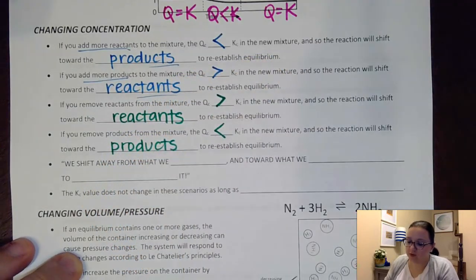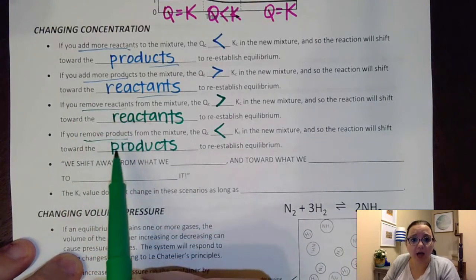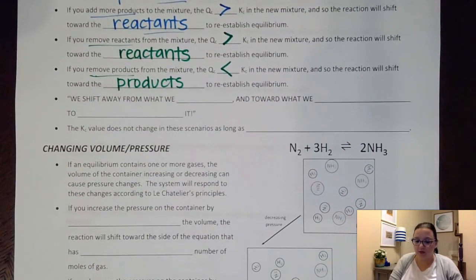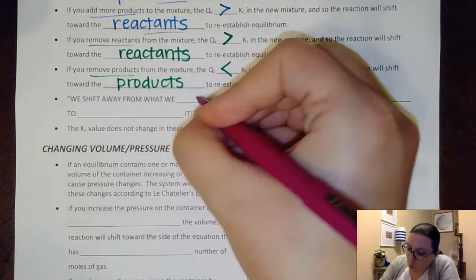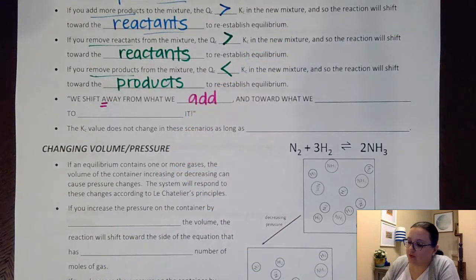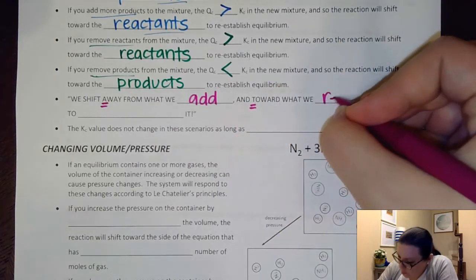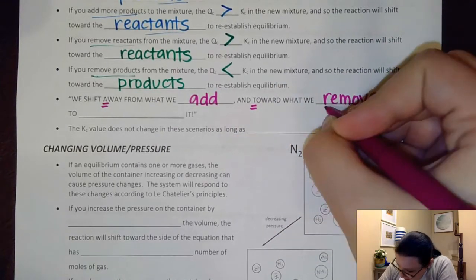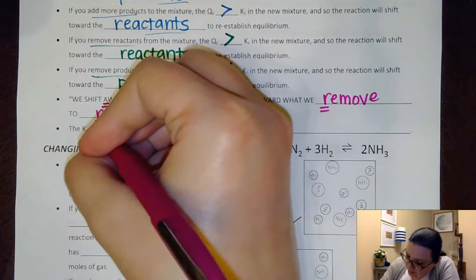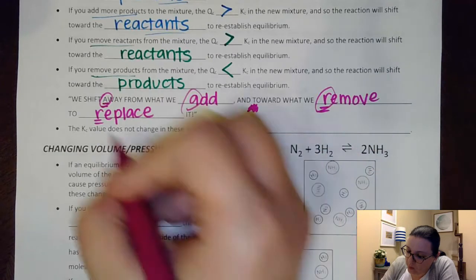Now notice on these two situations, on things that I've removed, I'm actually shifting to the same side I've removed them from. So to give us a summary statement of what's happening, we shift away from what we add, and we shift towards what we remove to replace it. Away from what we add and towards what we remove to replace it.